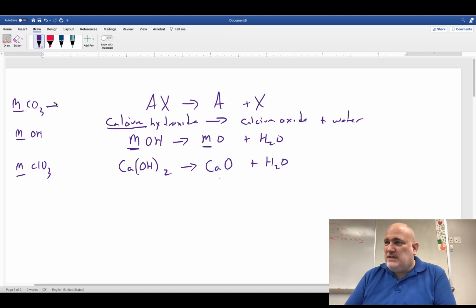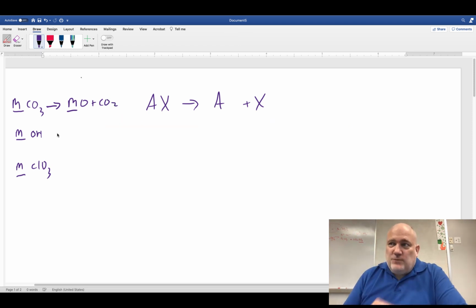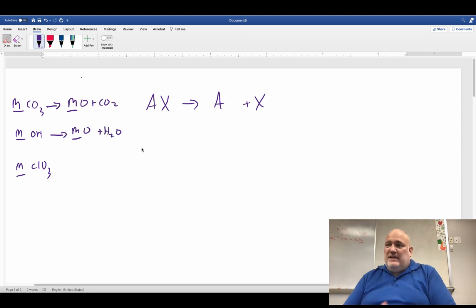And over here in the corner, I'm just going to keep a running tally of our different templates. So a metal carbonate will form a metal oxide plus CO2. A metal hydroxide is really, really similar in that it forms a metal oxide, but in the case of the metal carbonate, you have a carbon and it forms carbon dioxide. When you have a metal hydroxide, it ends up forming water. The last type is a metal chlorate, and I'll write the template over here. It forms a metal chloride plus oxygen.